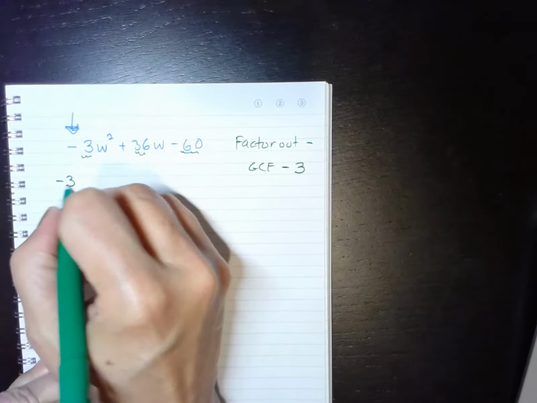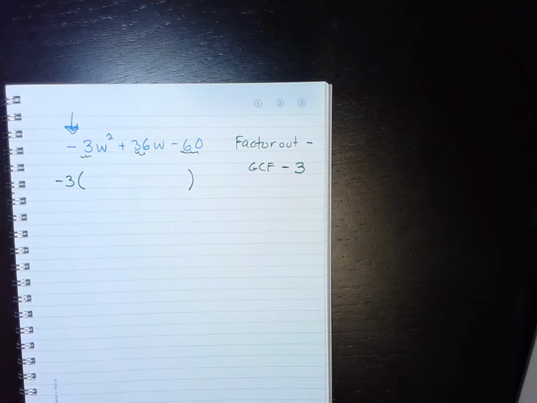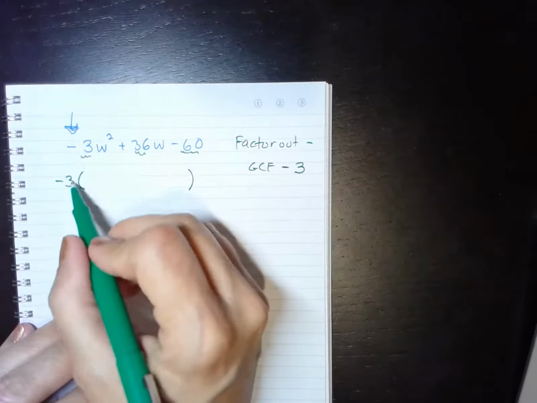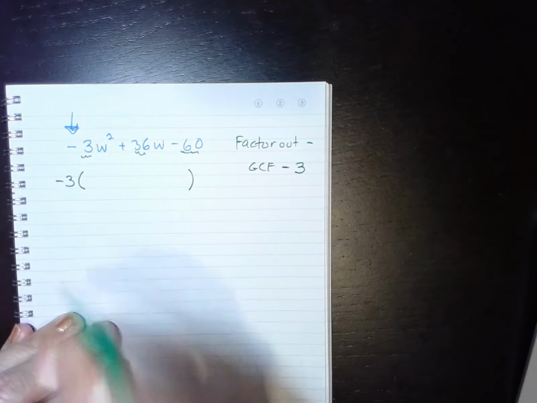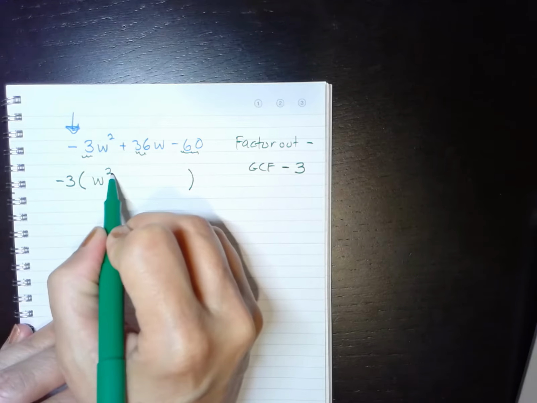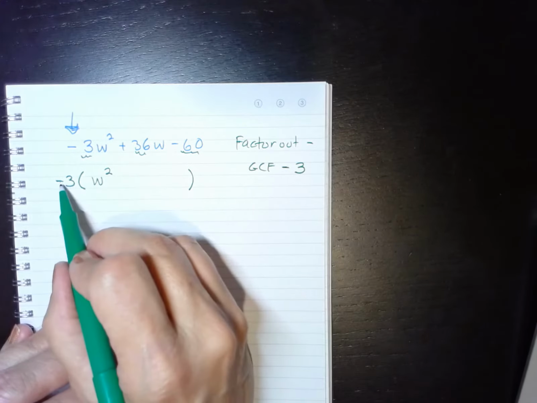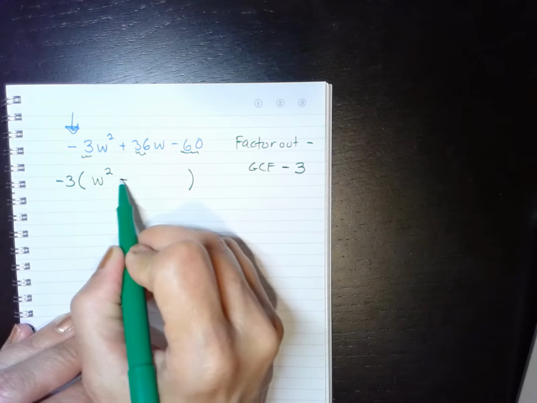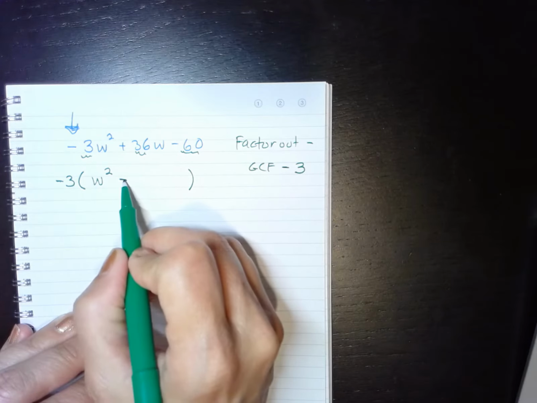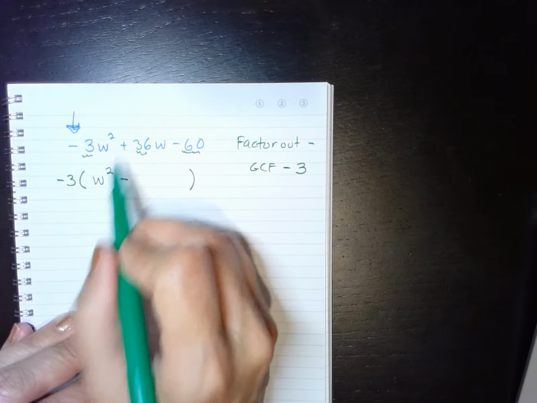So I'll take my -3, put it out front, and then I'll start with thinking of dividing or multiplying, however you undistribute. I know I will need a W squared here, because -3 times W squared is -3W squared. I'm going to need a negative here, because a negative times a negative will make a positive, and I've got to end up with that positive right there.